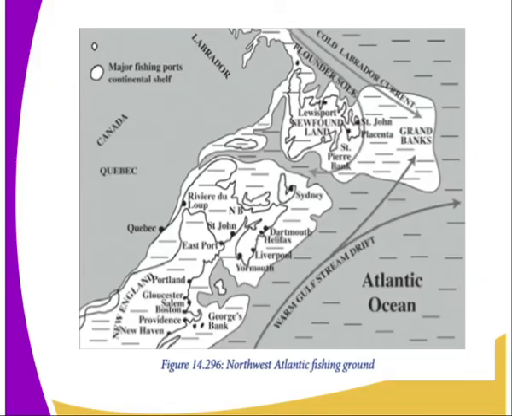We have the indented coastline. We also have the convergence of the cold and warm ocean currents. We also have the large continental shelf. All of them are there. We'll discuss the factors as we continue.